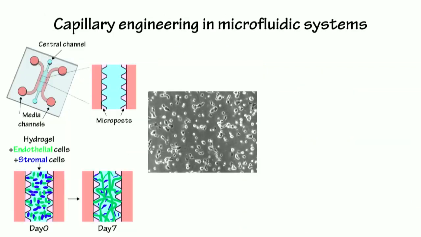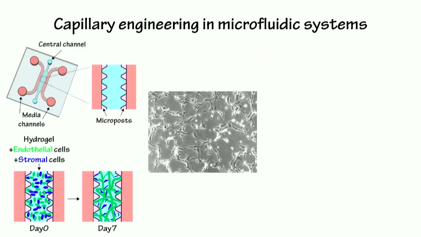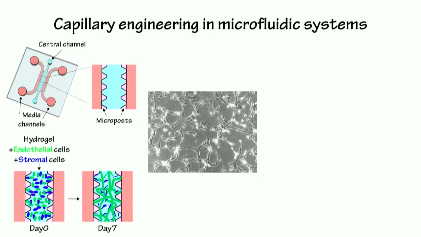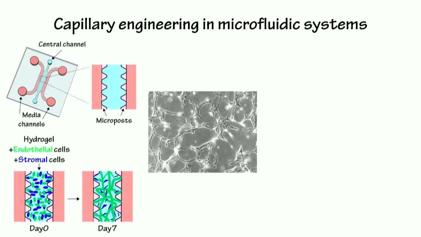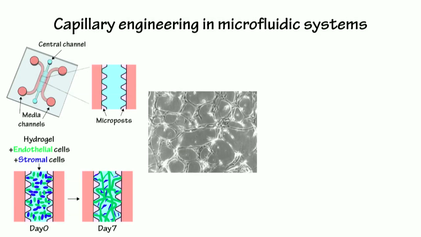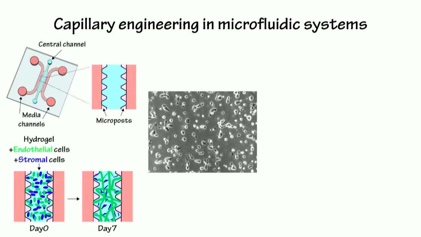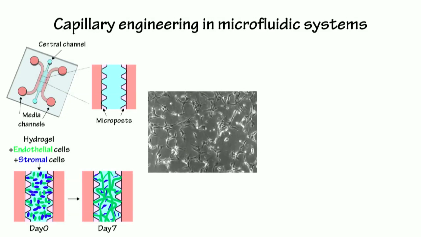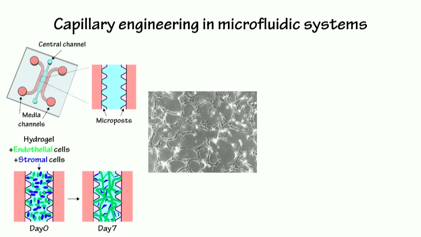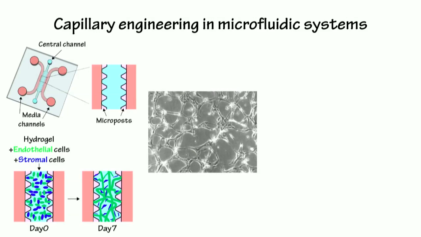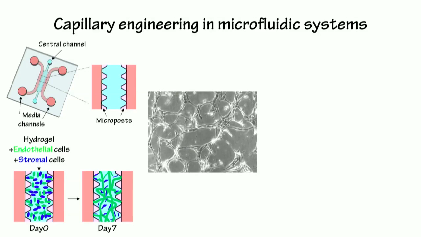To engineer this kind of capillary structure, in our lab we use a microfluidic device. In this device, we have three channels. In the center, there is a gel channel, and on the left and right sides, we have media channels. In the gel channel, we have microposts that provide surface tension to maintain the liquid in the center. On day 0, we suspend the endothelial cells and stroma cells in a hydrogel precursor liquid, and then we inject it into the gel channel.